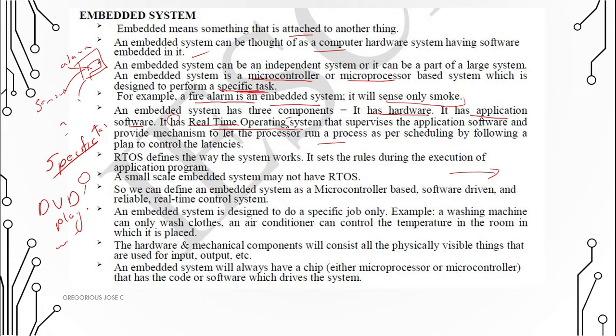So for devices that are real-time monitoring systems, sometimes there will be real-time operating systems. For example, a fire alarm system or an earthquake monitoring system, and such systems that monitor in real time will have some operating system. And RTOS, as I said, we will be discussing in later modules, real-time operating system.